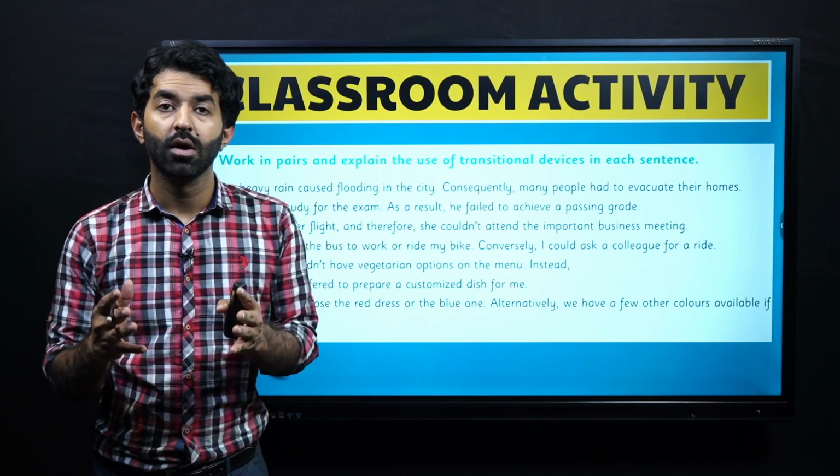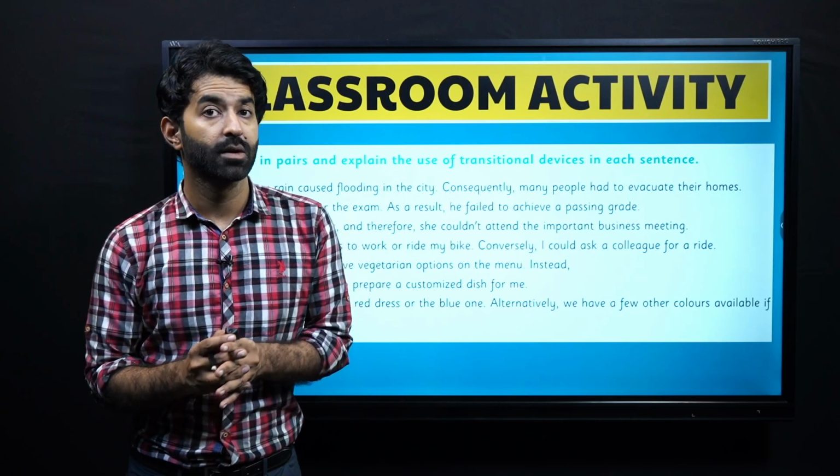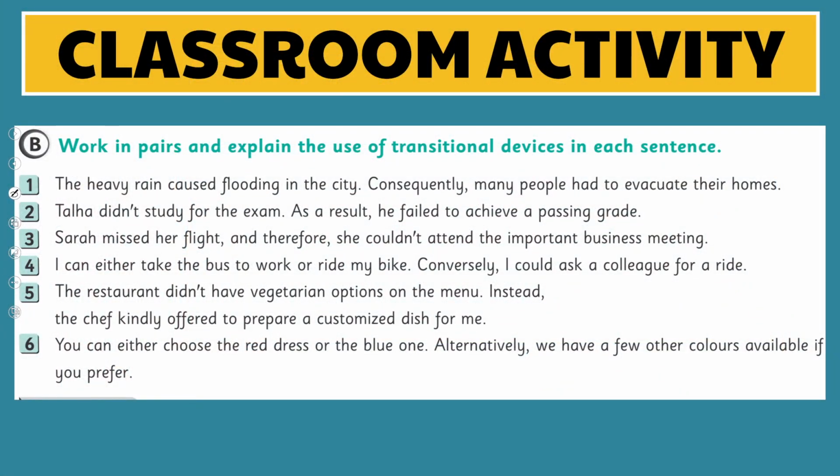Now students, it's time for the classroom activity. So let's see what we have here today. From the book, work in pairs and explain the use of transitional devices in each sentence. For example, let's see the first one. The heavy rain caused flooding in the city. This is our cause. This is our reason. Consequently, many people had to evacuate their homes. Now, heavy rain and evacuating their homes.